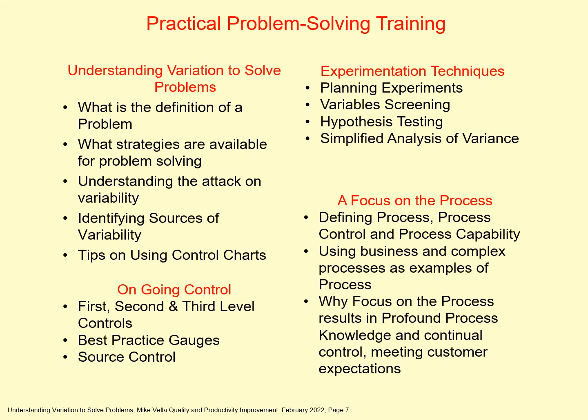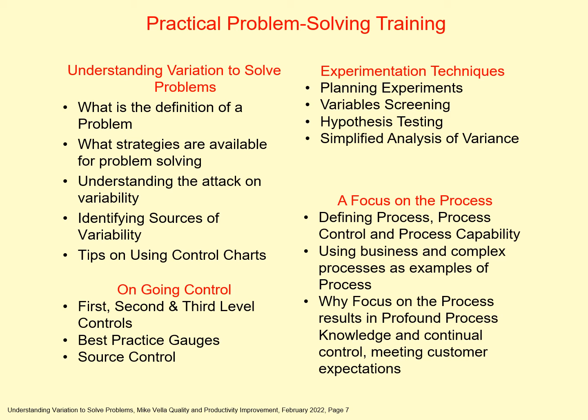The module that we're going to be talking about in this package is understanding variation to solve problems: what the definition of a problem is, what strategies are available for problem solving, understanding the attack on variability, identifying sources of variability, and tips on using control charts. Ongoing control describes first, second, and third level controls, best practice gauging, and then source control.